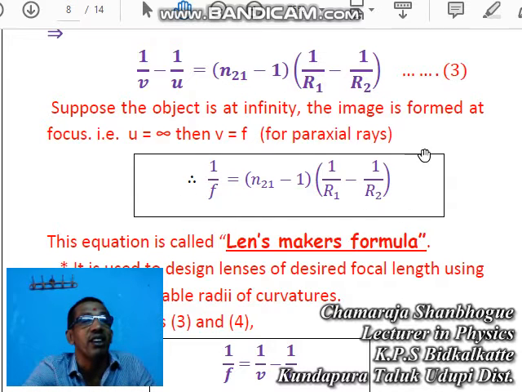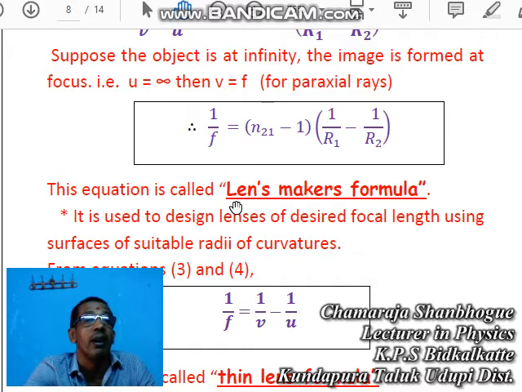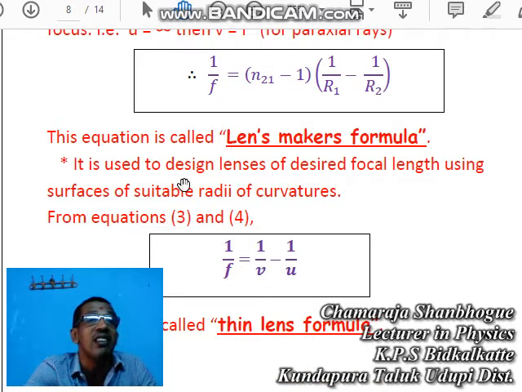This relation is called Lensmaker's formula, because this is used in making the lenses. In making the lenses, this formula is very much helpful. So it is called Lensmaker's formula. It is used to design lenses of desired focal length using the surfaces of suitable radii of curvature. Because of that, it is called Lensmaker's formula. One mark question: Why is it called Lensmaker's formula?